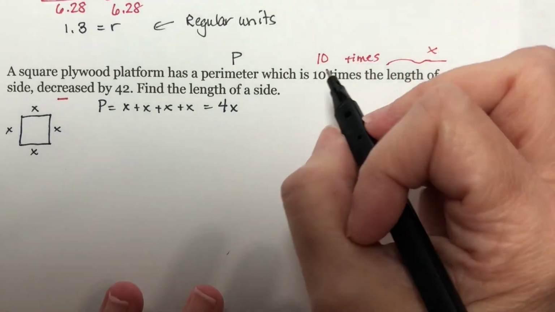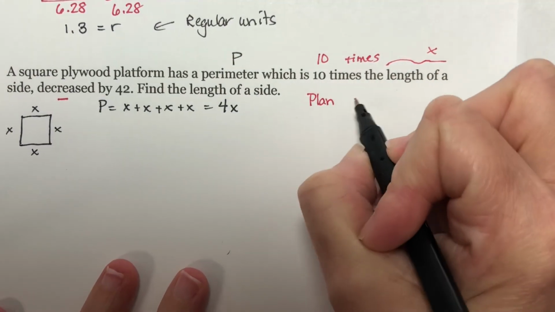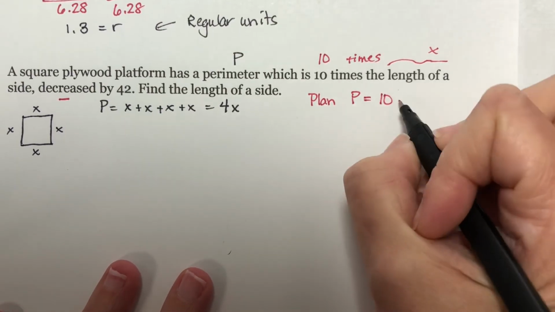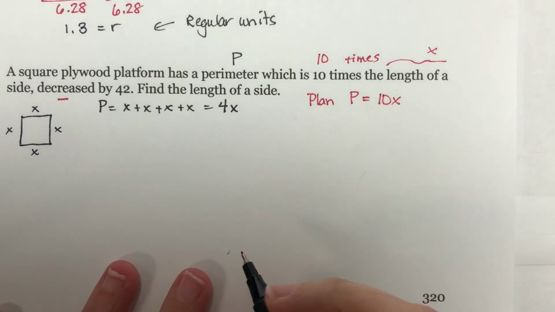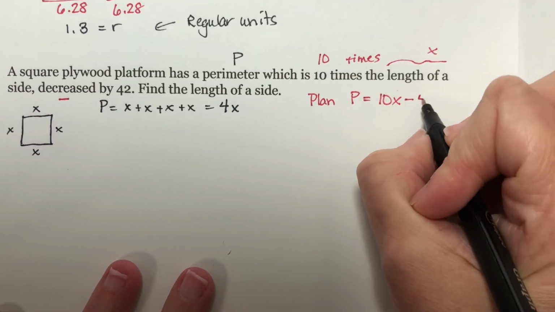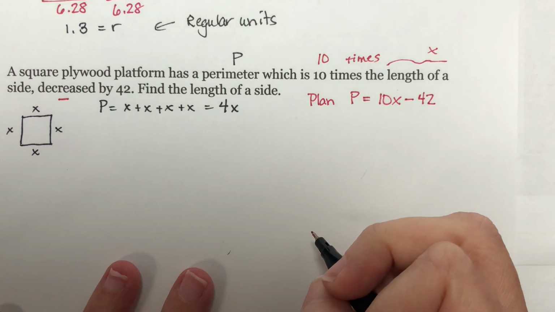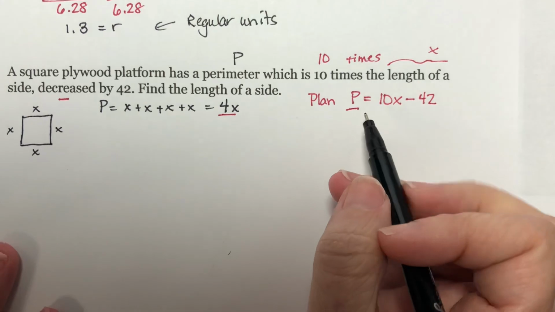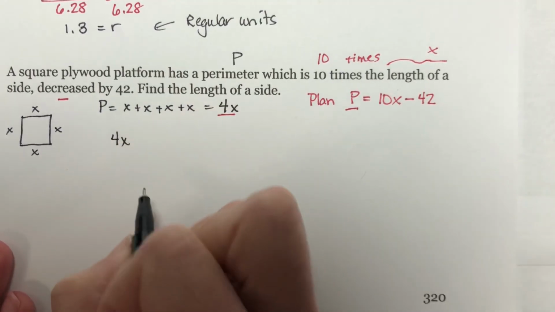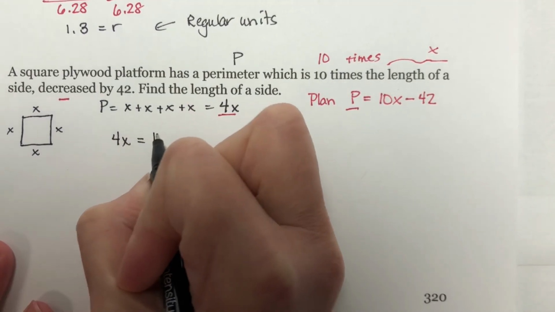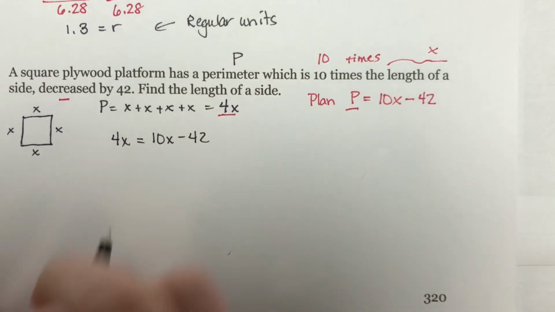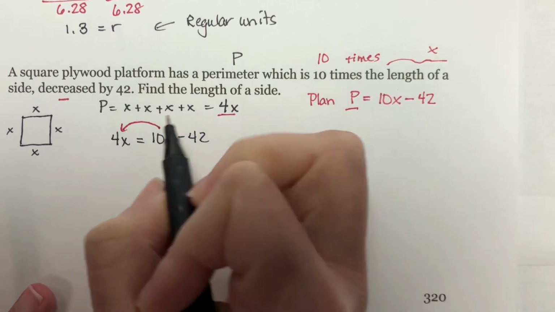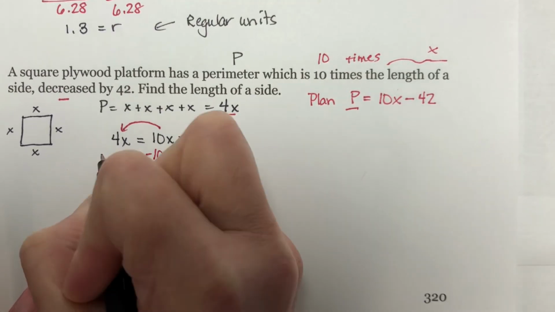All right, so let's look at our plan. The perimeter is 10 times the length of a side, so 10 times the length of a side would be 10x, decreased by 42. But we know what P is. P is 4x. So the equation I want to solve is 4x is equal to 10x minus 42. Now I need to get my x's together, so I'm going to move my 10x over to the left by subtracting 10x from both sides.